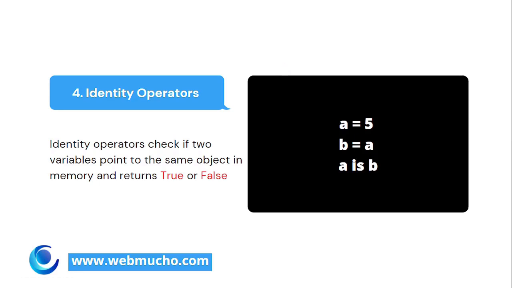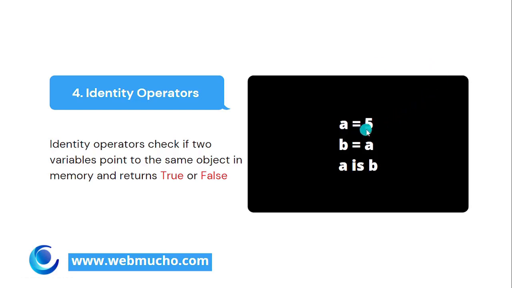Identity operators check if two variables point to the same object in memory and return true or false. Now, in identity operators, we are not looking at values. The two values can be the same in form, they can be the same in appearance, but if they are not the same object, or if the variables that we are comparing are not pointing to the same object, same means exact, identical. So if it is not exact, then it's going to give us false.